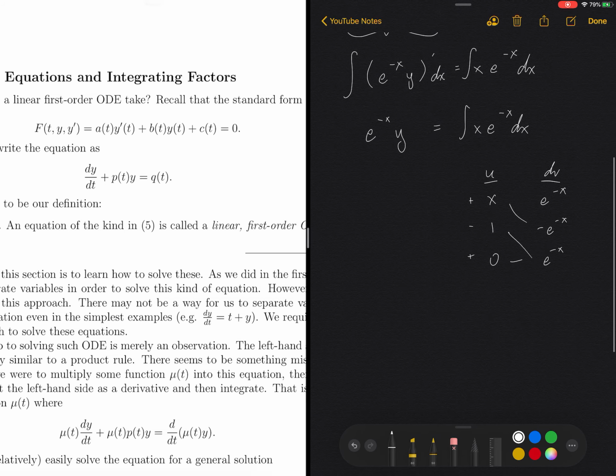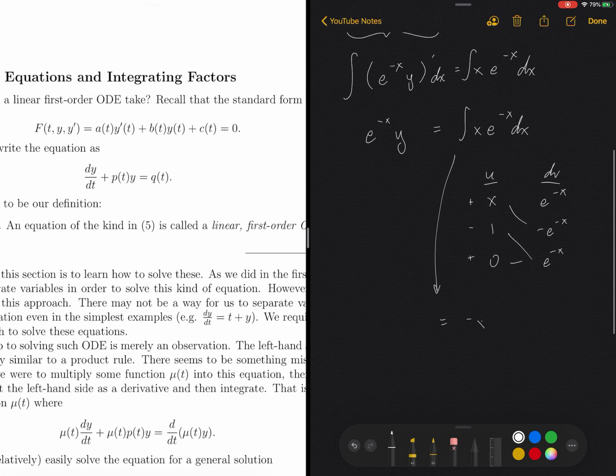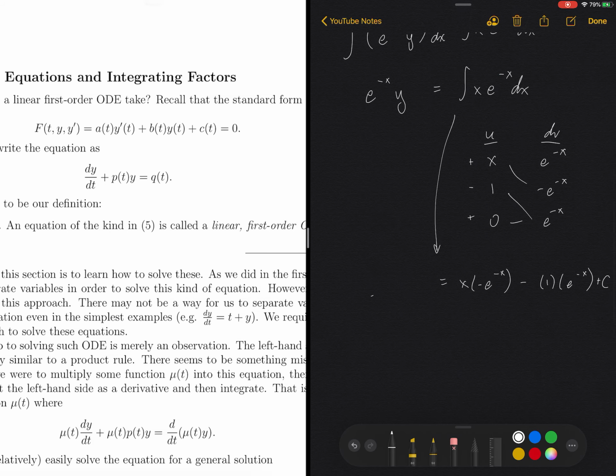I'll explain that in a second. But I'm multiplying down and then integrating over in the last line. So that means that this right-hand side is going to be this product, so in the order that it's presented, x times minus e to the minus x, minus 1 times e to the minus x, and then plus the integral of 0 times e to the minus x. The integral of 0 is a constant, so this actually picks up the plus c term as well. This is why I really like tabular integration.